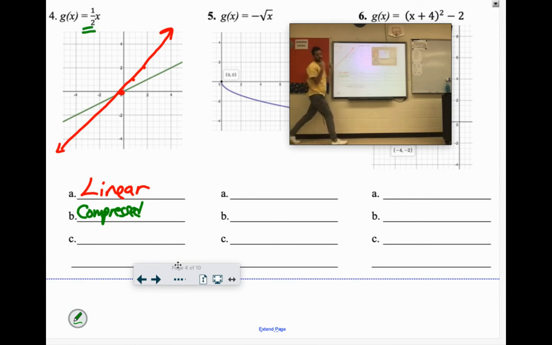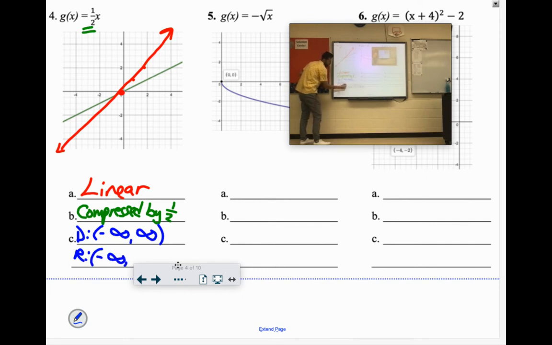Because remember, if that number in front of the x is between 0 and 1, it's compressed. If it's greater than 1, it's stretched. So we can say compressed by 1/2. And linear functions are all real numbers for domain and range. Negative infinity to positive infinity.